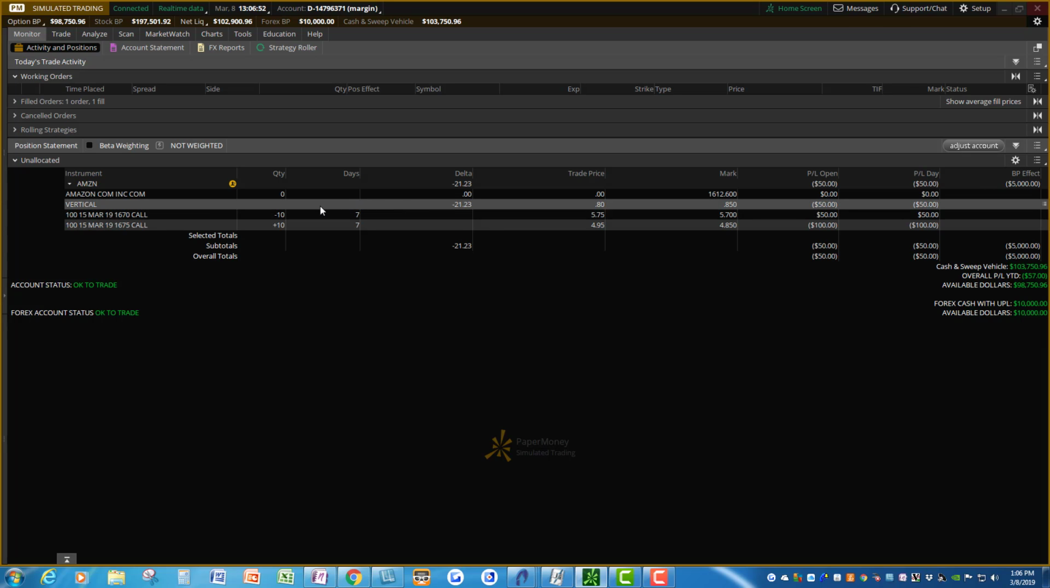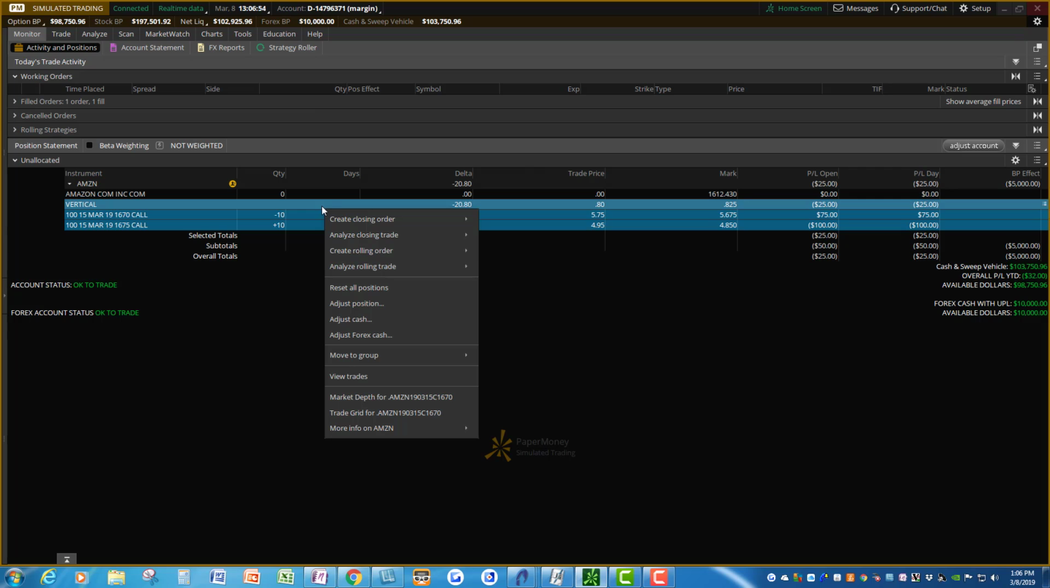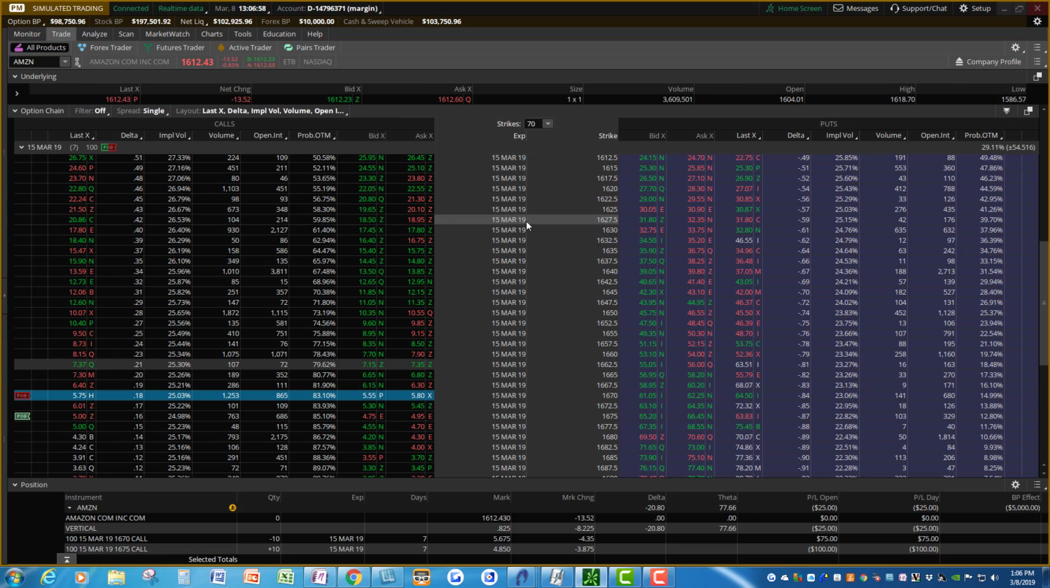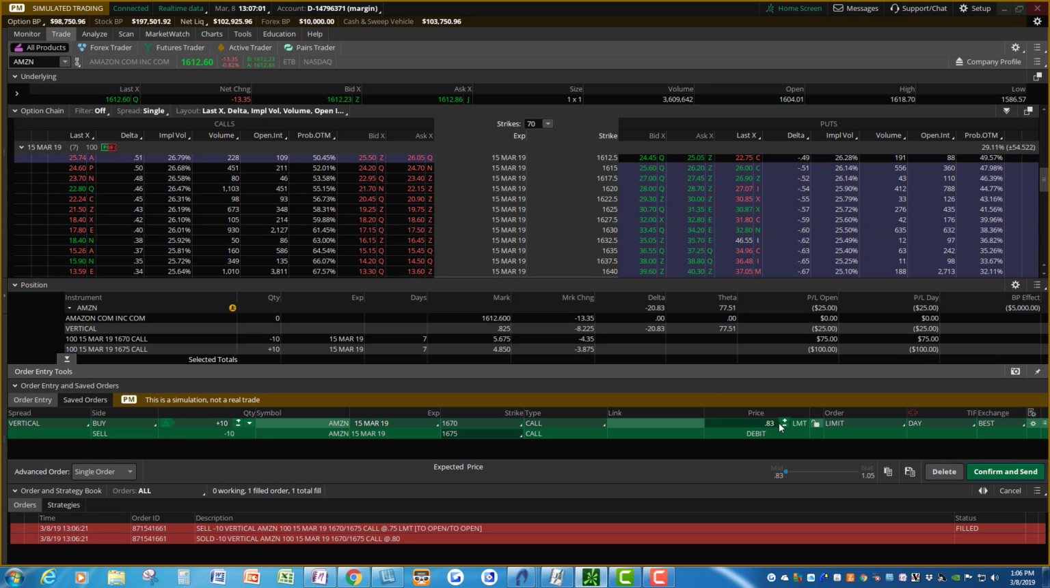So 50% of that would be 40 cents. So we'll go ahead and right click this. We'll create the closing order. We're going to close both legs at the same time. We see here that it says 80. So what we're going to do is you can either move it down or, in this case, it's so far away, it's just easy to type it in. 40 cents, we still want it to be a limit order. We do not want it to be a market order.